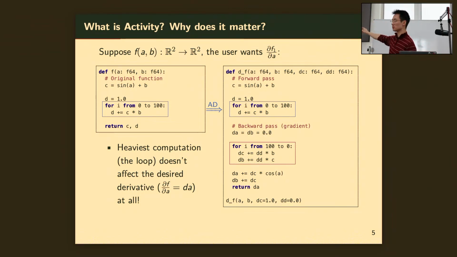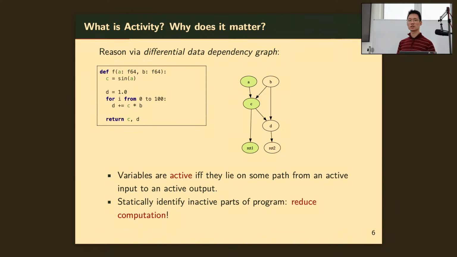Inside of our reversed loop, dd times b and dd times c are both 0, and this entire loop consists of adding and multiplying a bunch of 0 values. We can reason about this more concretely by looking at the differential data dependency graph. The nodes here are variables, and the edges correspond to differential dependencies between the variables.